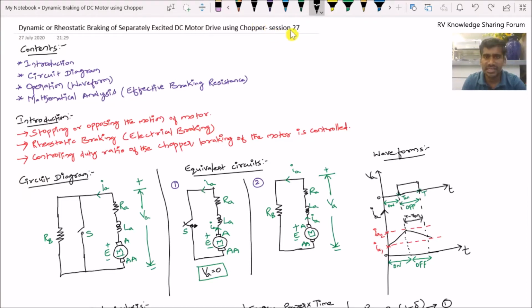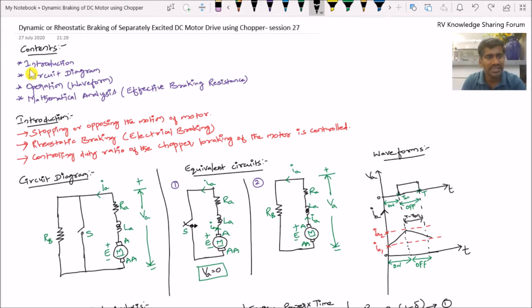In today's session 27 of electric drives and control, we are going to discuss dynamic or rheostatic braking control of a separately excited DC motor drive using a chopper. So first let us discuss the contents.